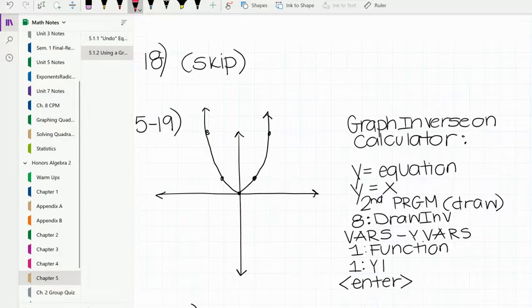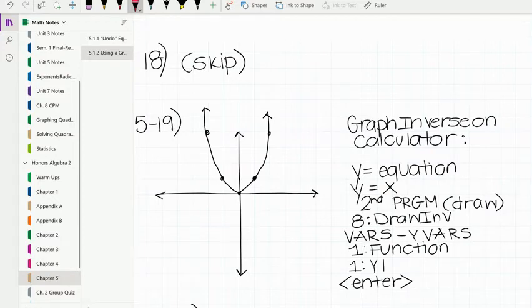So what you're going to do is go to your graphing calculator. You'll click y equals, and for your equation, you're going to put x squared. And remember, you can pause me at any time. And then you're also going to put a second equation that will be y equals x. So right now you should have two equations, one at y equals x squared and one at y equals x.